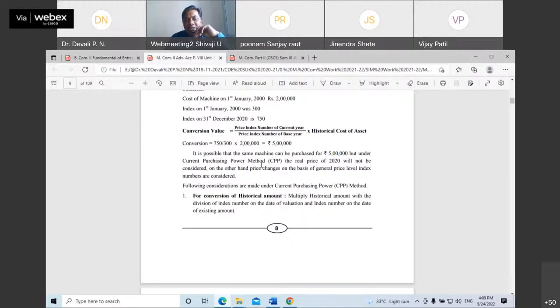Now see what's happened here. It is possible that the same machine can be purchased for rupees 5 lakh. But under current purchasing power, the real price of 2020 will not be considered. On the other hand, the price changes on the basis of the general price level index number are considered. So this is very important. See here, the 750 is nothing but an indication of the price level index.